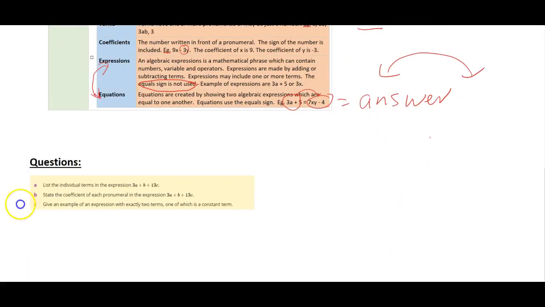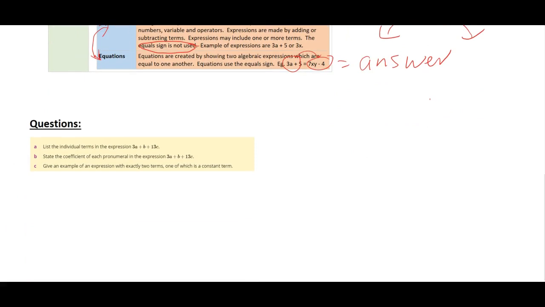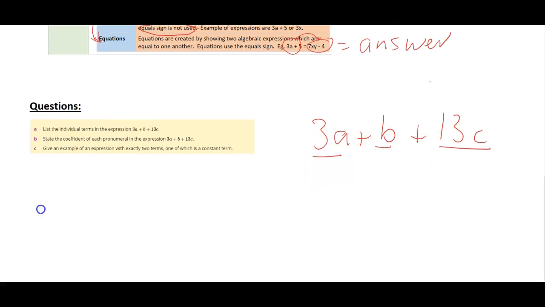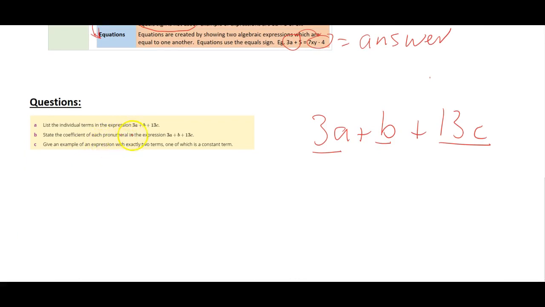So we'll just write a few of these, answer a few of these questions, and then we'll get into some tasks. First one is list the individual terms in the expression 3a plus b plus 13c. So list the individual terms. We have 3a, we have b, and we have 13c. State the coefficient of each pronumeral in the expression. We've done that one before. So the coefficient of a is 3, the coefficient of b is 1, and the coefficient of c is 13.